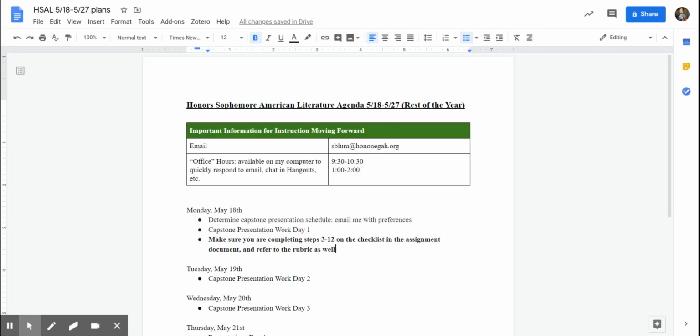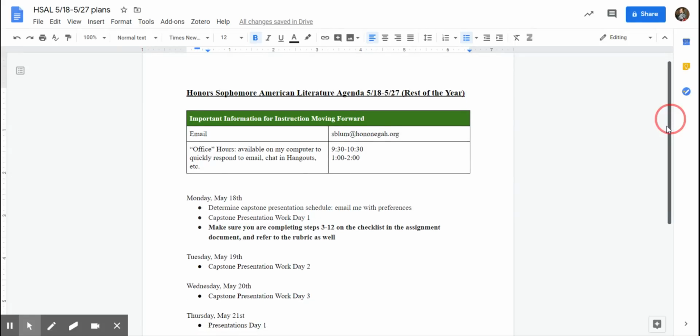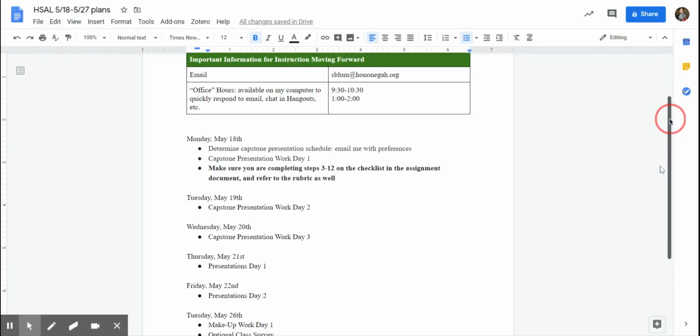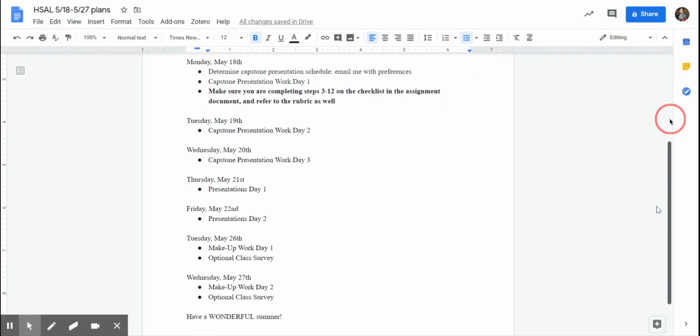This covers this coming week, which is a full 5-day week, and then the 2 days next week. Obviously, most of the rest of the year is going to be taken up by the capstone project. So just to recap what you're doing this week, which I kind of went over last week too. On Monday, Tuesday, and Wednesday, you have 3 days to get that capstone presentation complete.